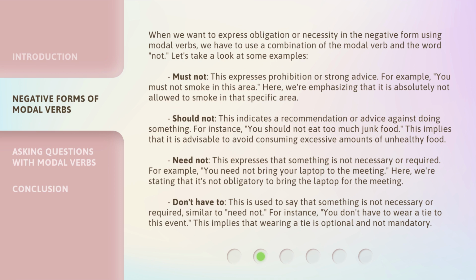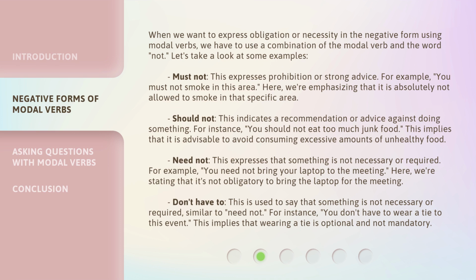Need not. This expresses that something is not necessary or required. For example, you need not bring your laptop to the meeting. Here, we're stating that it's not obligatory to bring the laptop for the meeting.